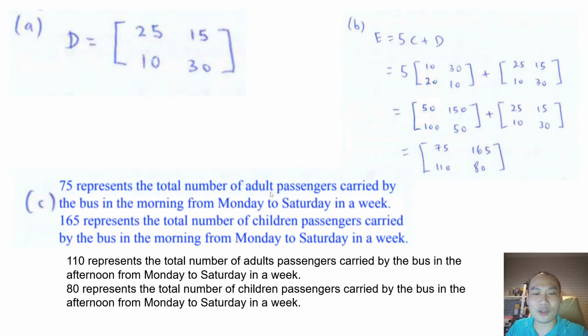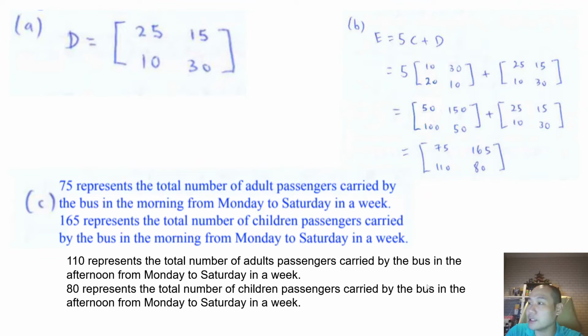So 75 is for adult and morning. So 165 is for children and morning. 110 is for adult and afternoon. 80 is for children and afternoon. Okay. So you see, matrix, beautiful. Okay. The context actually line up very nicely. Okay. Next part of the question.